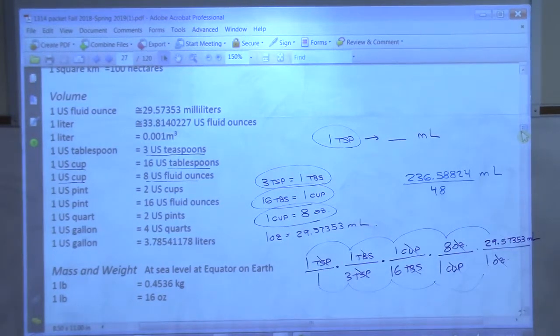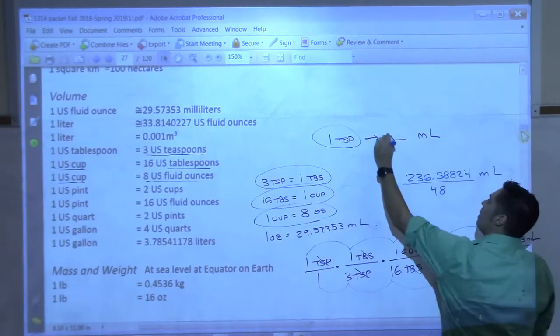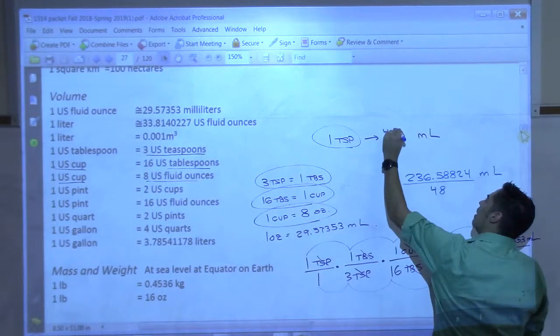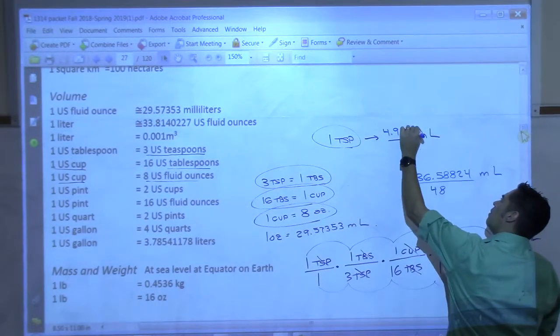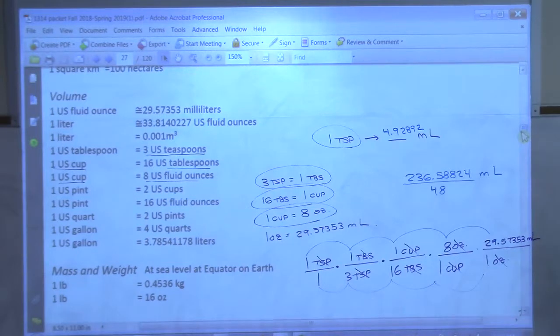Make sense? So let's just go ahead and get that 236.58824. Final answer, 4.92892, something like that. It's about 5 ml, right? Right about 5 ml. That's it.